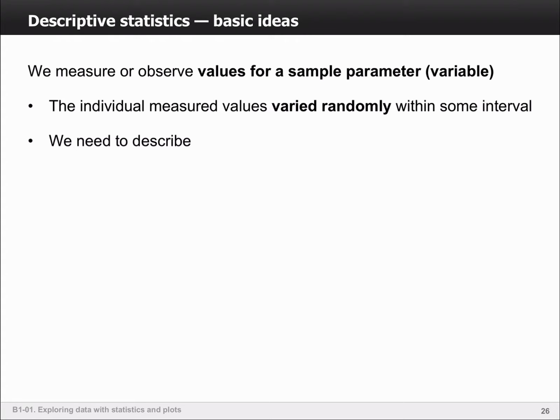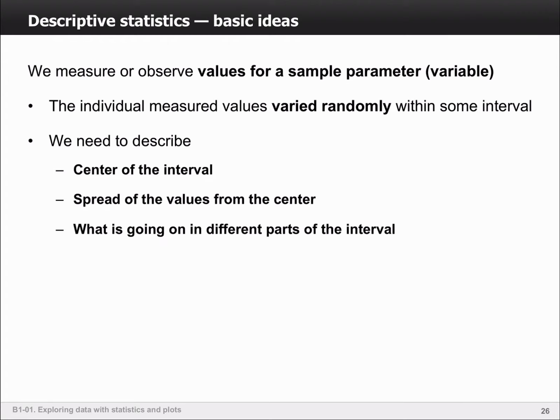Then we need to describe the behavior of these values. And since they vary, the easiest way will be to describe a center, around what they vary. Then to describe a spread, how far they vary from the center, how far they can go from each other. And then sometimes it's a good idea to calculate some statistics, some measurements of what's going on in different parts of this interval they vary in. So what we need to do is the following. We need to calculate some numbers that will tell us where the center is, how big the spread is, and what's going on in different parts of the interval. That will be the description of random variables.